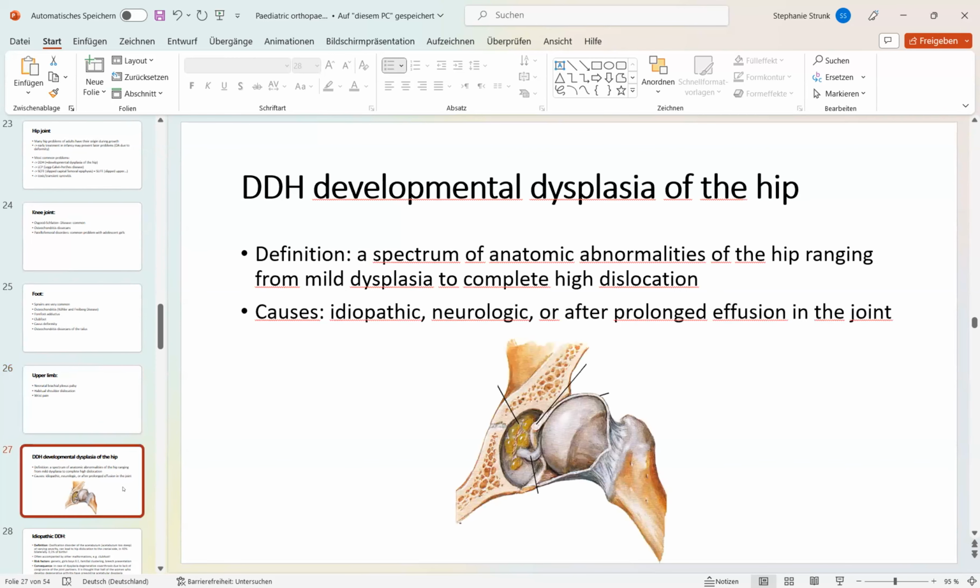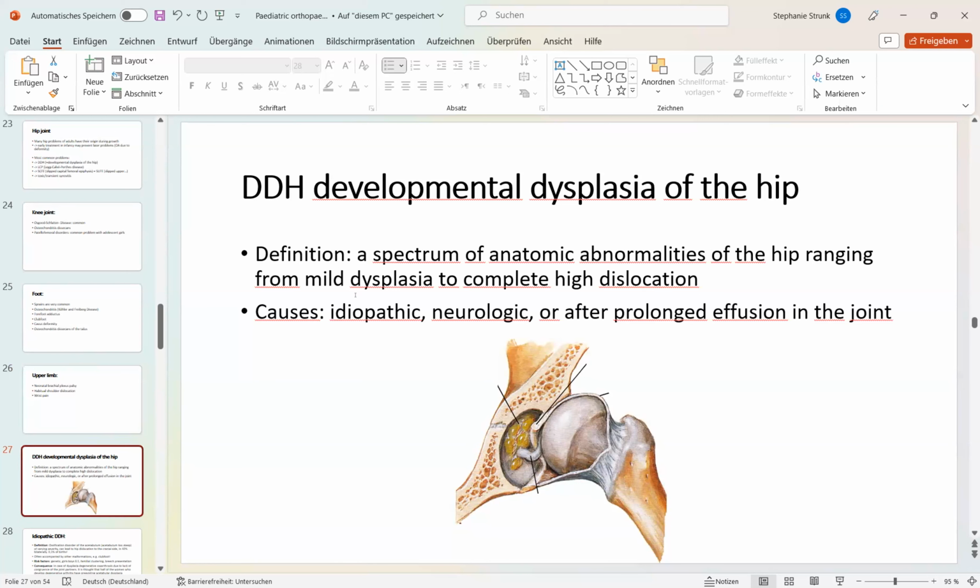So now I'm coming to the second topic of my presentation today. This is developmental dysplasia of the hip. This is actually one of my favorite topics because by early intervention, you can do so much and help the kids so much. It's so rewarding to treat those kids.